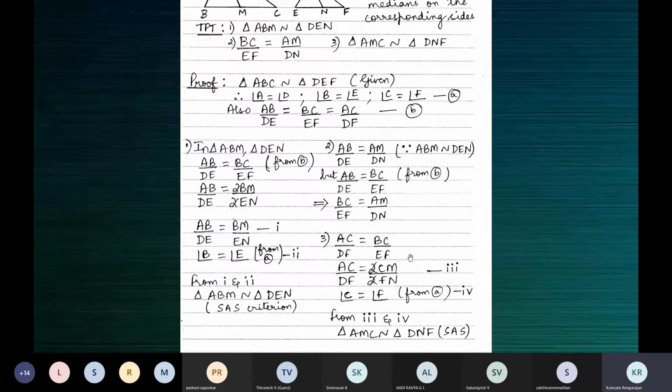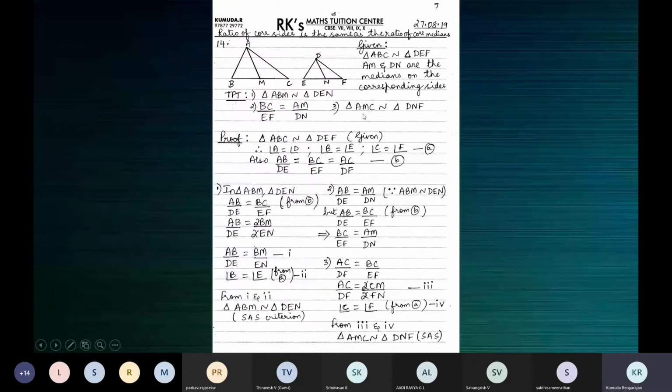So the third part is to prove that AMC is similar to DNF. That is, this triangle AMC is similar to DNF. So proceed in the same way, children. This I'm not explaining. You should understand this. I'll just give you time for that. Similar to the way we handled the first one, from these three ratios, take the relevant ratios.